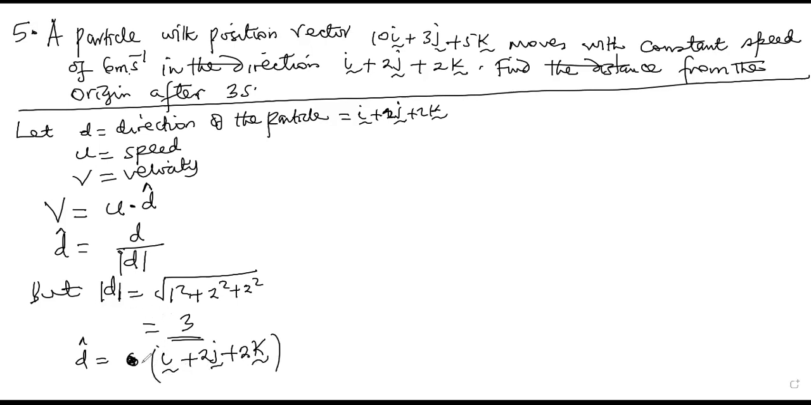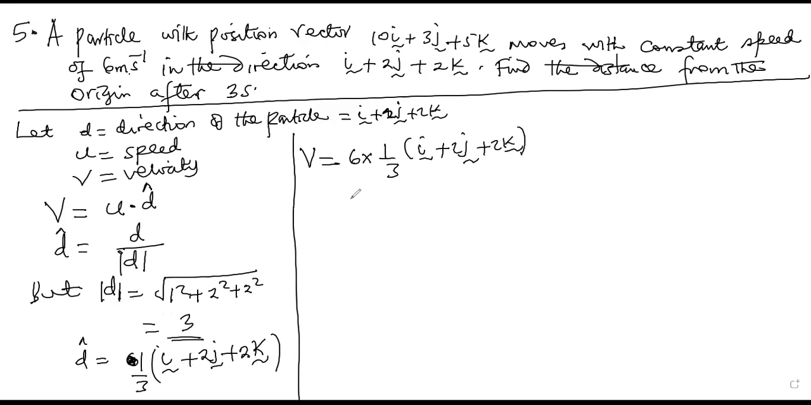So we divided by 3, so it gives a third, implying that the real velocity will be equal to u, which is 6, times the directional unit vector, a third of i plus 2j plus 2k. I think you can expand this. This one will reduce to 2, so it will be 2i plus 4j plus 4k.